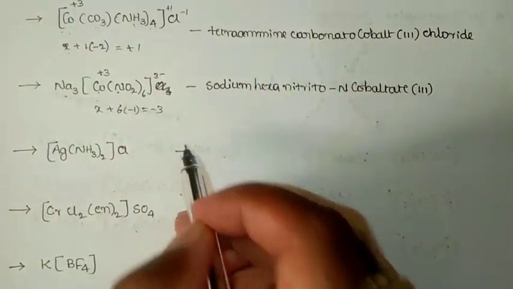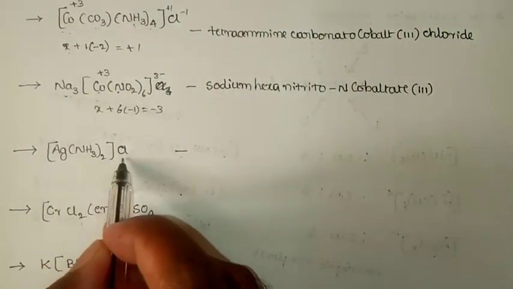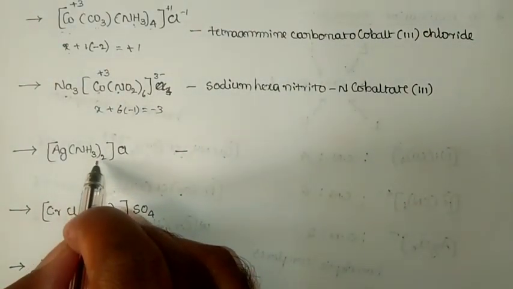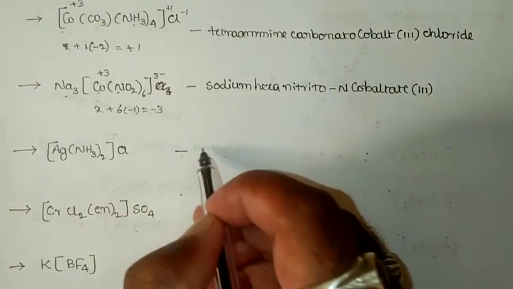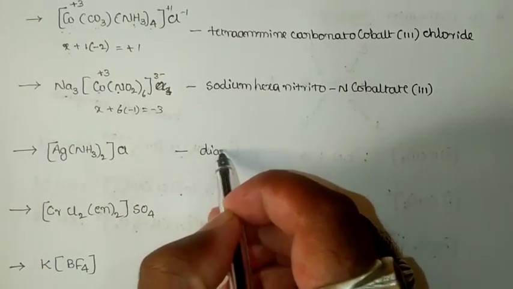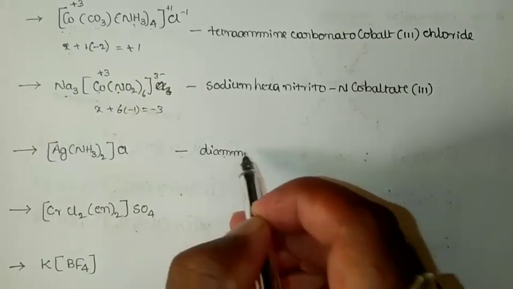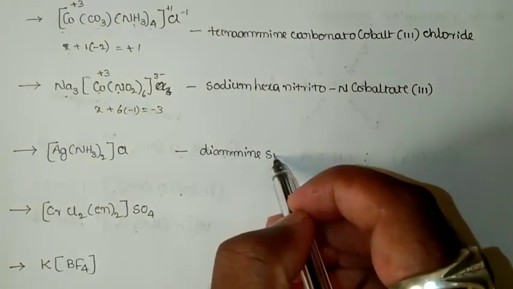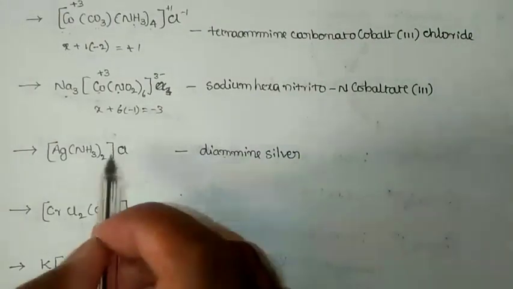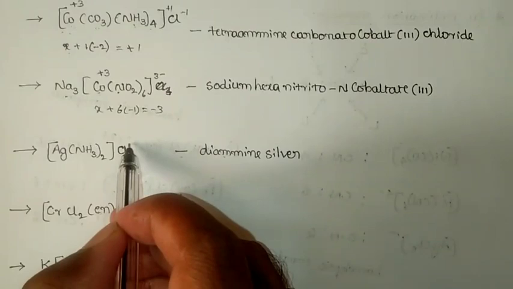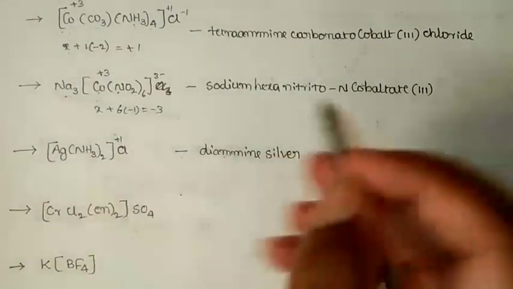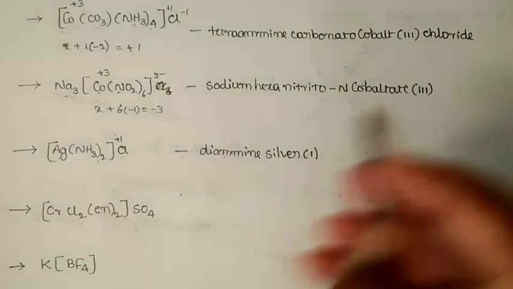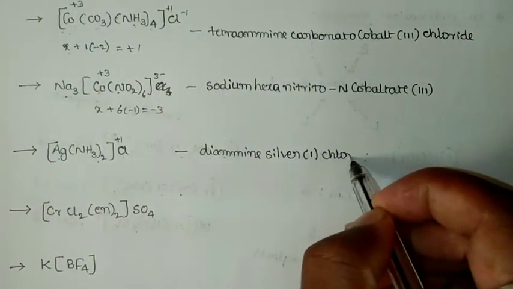And now the third one. [Ag(NH3)2]Cl. The complex is a cation. So first we should say the name of the ligand. NH3 is ammine, which is present in 2 number. So it is diammine. And the central metal atom present is silver. Here there is 1 chloride with 1 minus charge, so here it will be plus 1. So silver is in plus 1 oxidation state. So diammine silver(I), and the ionic sphere is chloride.